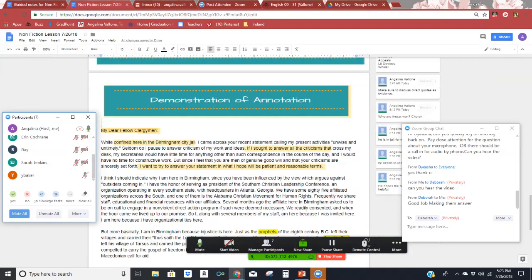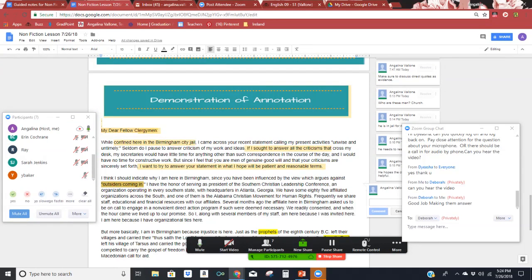In the middle here, he is actually giving why he's here. Because one of the major claims from the clergymen was that he's an outsider who doesn't need to come and stir up trouble. And so when he comes in here, he mentions that they argue against the outsiders coming in. So I'm going to mark this up for my annotations because that's really important. So outsiders coming in, he is talking about himself, that he's the outsider because he did not live in Birmingham and he came in and protested.